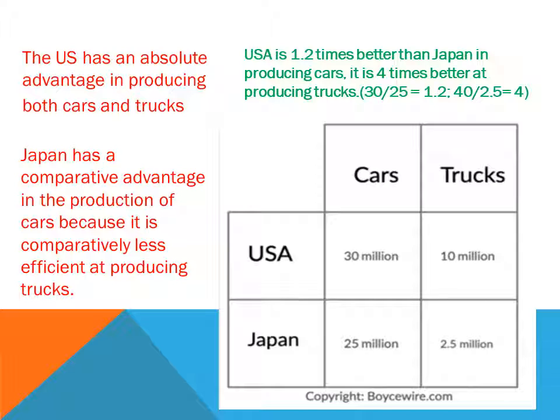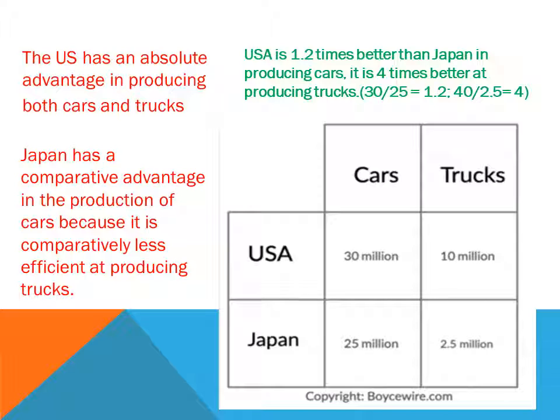So just by looking at the figures, we can see here that the USA has an absolute advantage in producing both cars and trucks. Why? Because they can produce more, meaning they have the resources to put towards producing these two products and producing it well, right? So that is an absolute advantage.